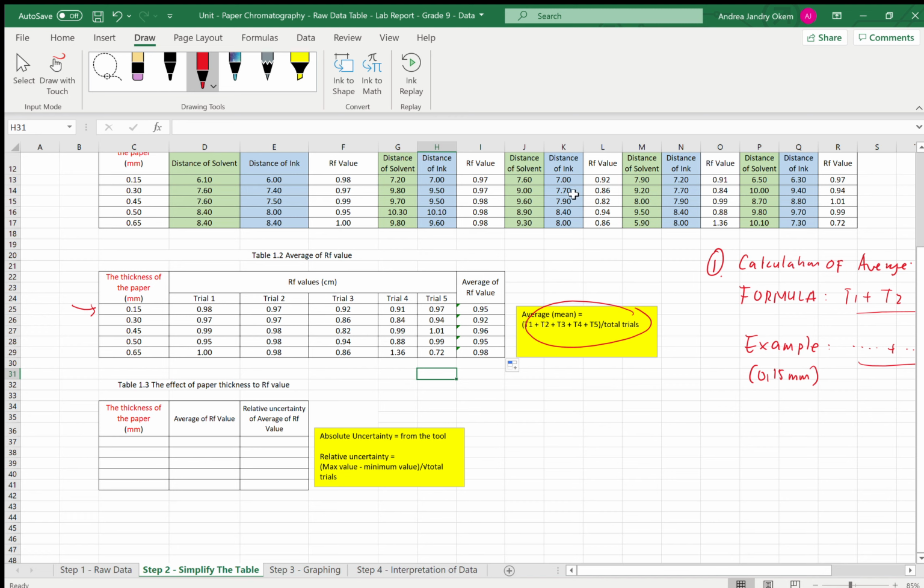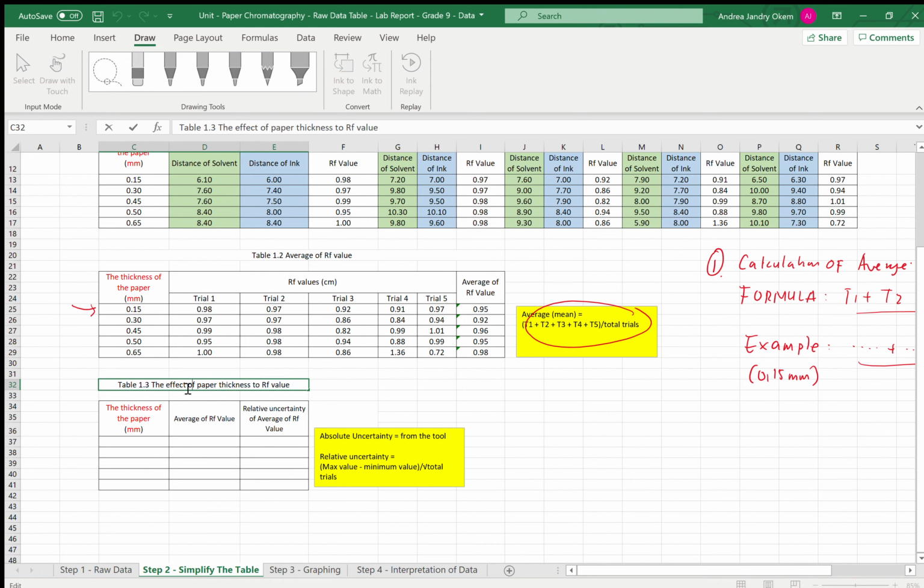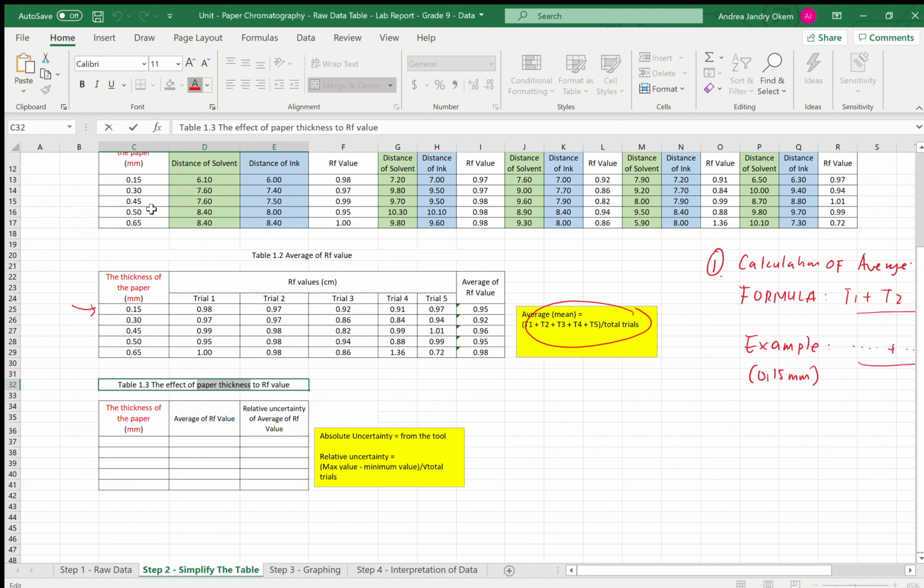Okay, part 3, we are going to find the relative uncertainty of average RF value. Now, the first one is you have to change the title of the table. So you have to put it to effect of your IDV. This is your IDV with the RF value, of course, okay?